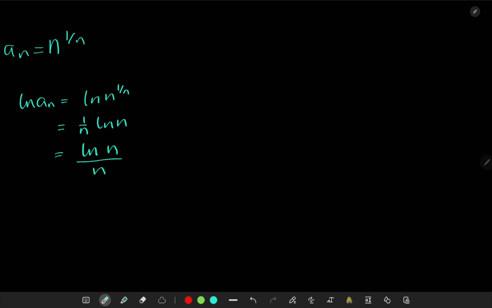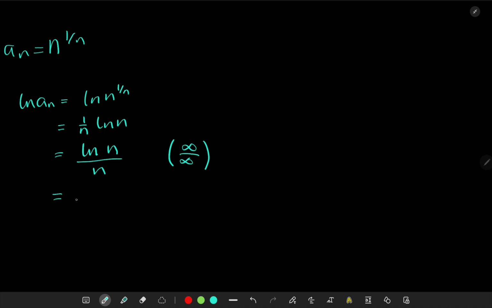Now, if you're going to compute this limit as n goes to infinity, the natural log of n goes to infinity. And as n goes to infinity, the denominator also goes to infinity. So we're talking about an indeterminate form of the form infinity over infinity. Now, since we have infinity over infinity, we are allowed to do L'Hopital's rule.